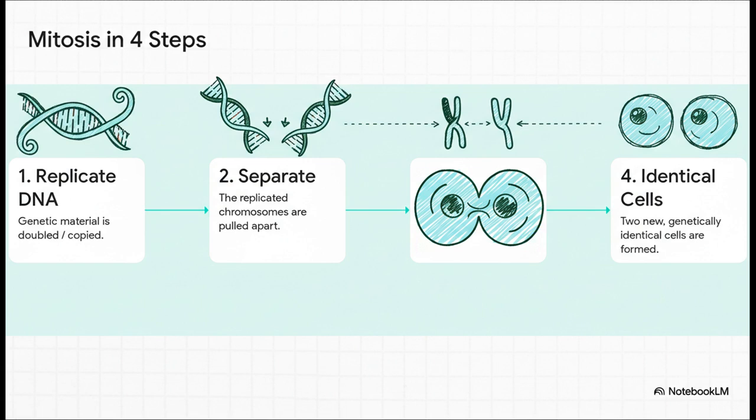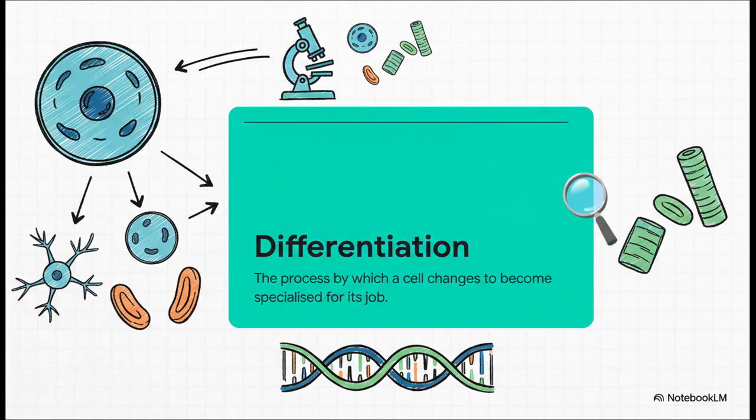Number 1, the cell's DNA doubles, or replicates. Number 2, those replicated chromosomes get pulled apart to opposite ends of the cell. Number 3, the cytoplasm divides, forming 2 separate cells. And finally, number 4, you have to state that the two new cells are genetically identical to the original. 4 points, 4 marks.